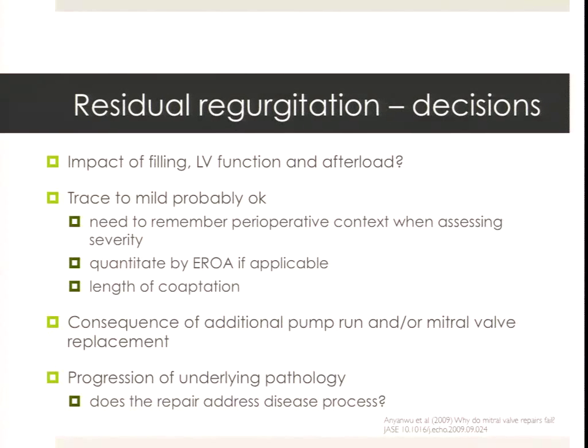If you can quantitate by doing a PISA or ERO, that's good, but sometimes the jet's too eccentric for that to be possible or really to be an option. There are some coaptation measures that people have looked at in terms of the coaptation length and area, and having 8 millimeters of coaptation visible, akin to aortic valve repairs and those sorts of things. But it's a debatable thing.